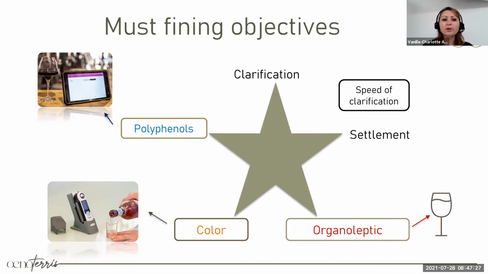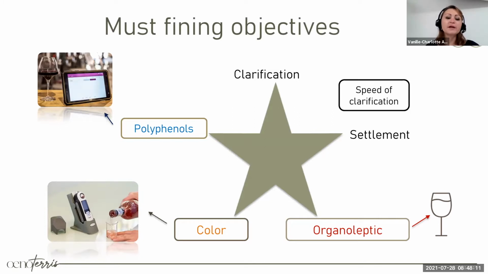So what we have is the objective of clarification, meaning reaching a specific turbidity, having a specific settlement, for example, lowering as much as possible the volume of lees at the bottom of the tank. We have also an objective sometimes of organoleptic impact of the fining agent. For example, lowering the bitterness of the must on grape varieties that we know have specific problems with that, or improve the length of the must, or improve the volume. We can also want to have an impact on the color of the must or on the polyphenols.